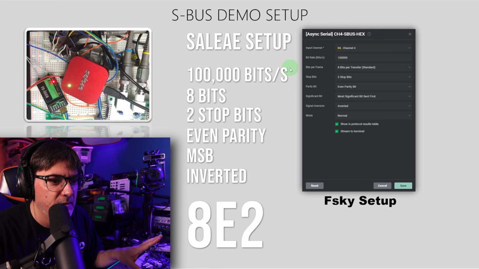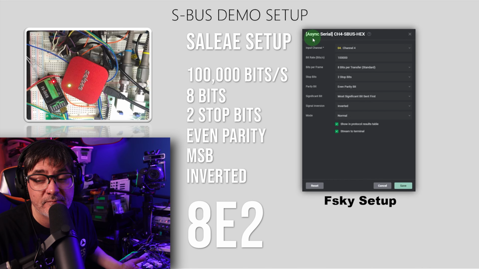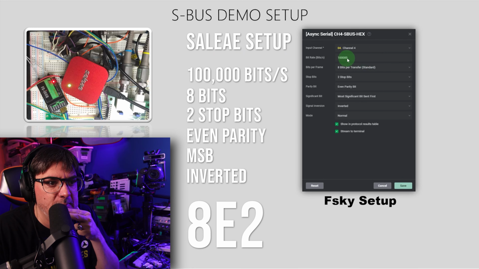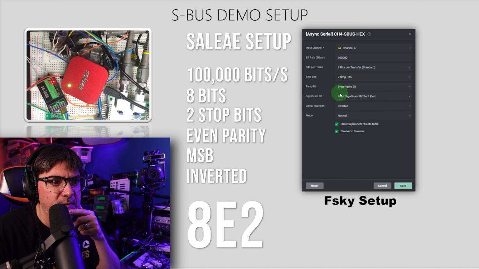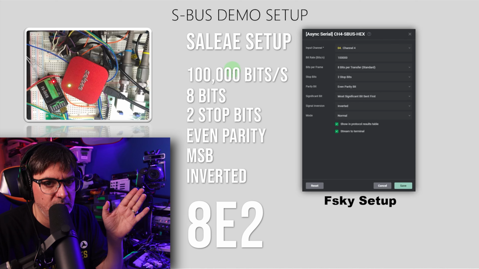So we're going to sniff the communication. This is going to be the setup for the CLI. Key things that you need to set up: the bit rate is going to be 100,000, 8 bits, 2 stop bits, and even parity. The way that this is named is 8E2. When you say that, 8 is for 8 bits, E is for even parity, and 2 is how many stop bits you have on the protocol. And this is important too: the most significant bit is sent first. So the first bit that you see is going to be the highest bit.